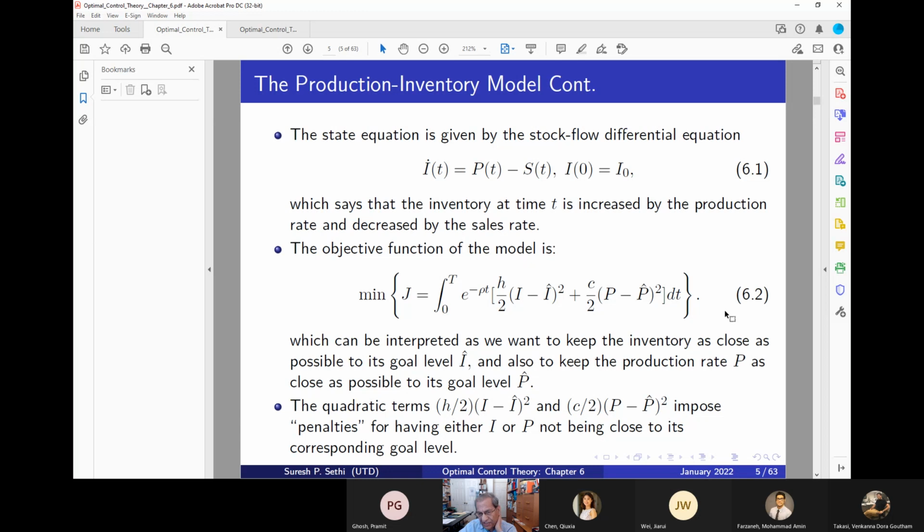Yeah, it's just the way I do it. H is the coefficient of inventory cost, and C is the coefficient of production cost. It is not per unit production. It is the cost of deviation. It's a cost from deviation.